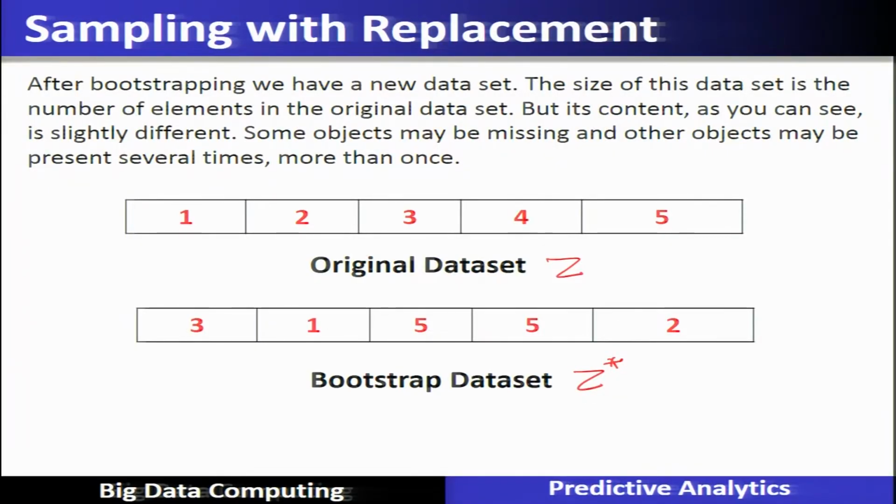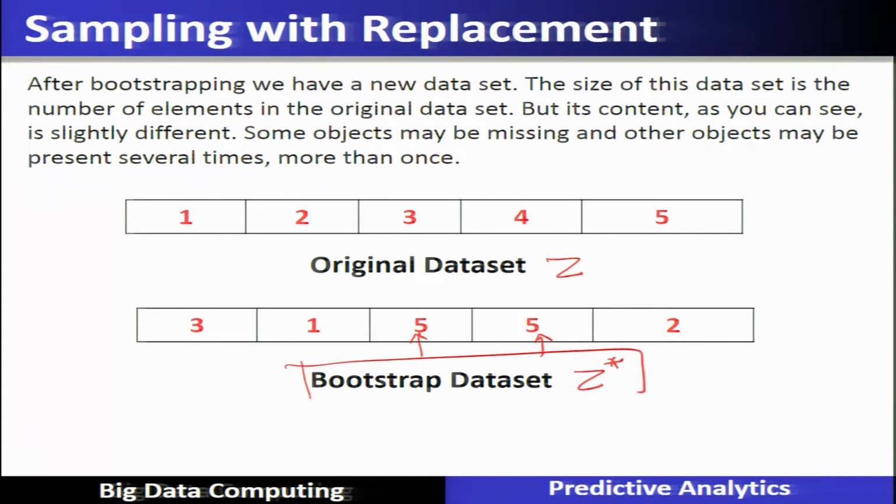So, after bootstrapping we have a new data set. The size of the data set is the same, with the same number of elements as the original data set, but its contents, as you see, are slightly different. Now, some objects may be missing, and other objects may be present several times, that is, more than once, as we see here. That is allowed in random sampling with replacement to generate the bootstrap data set. This particular data set is called the bootstrap data set, which is generated using bootstrapping.